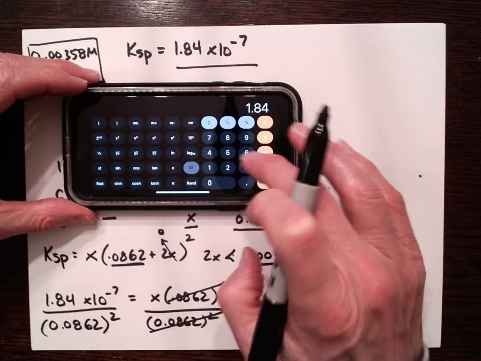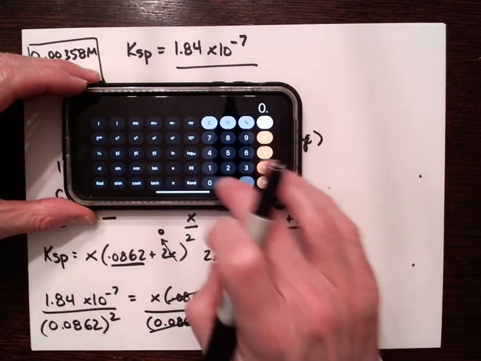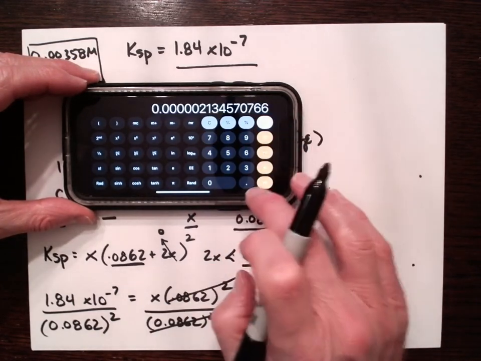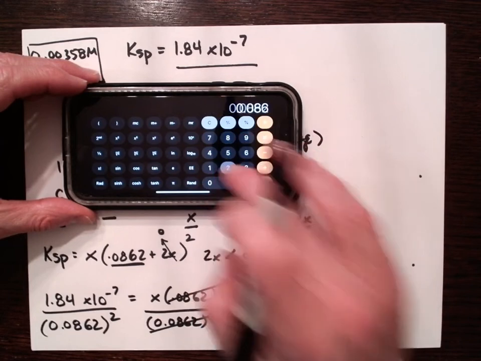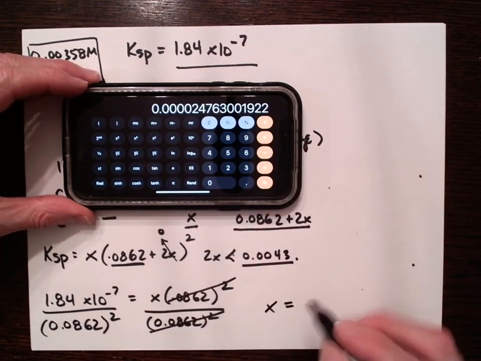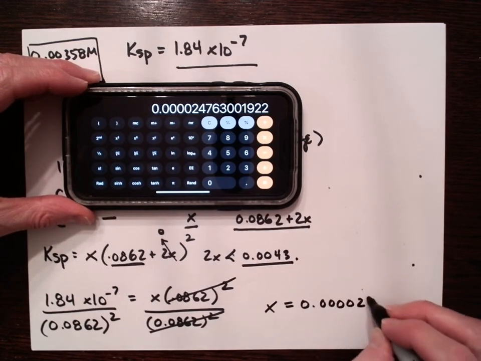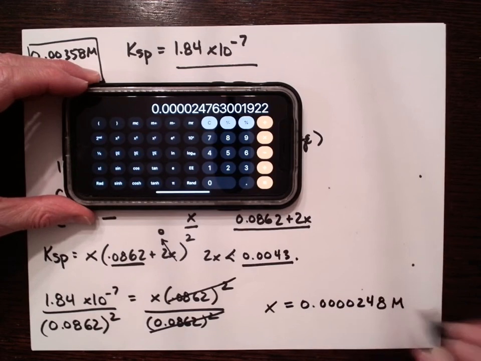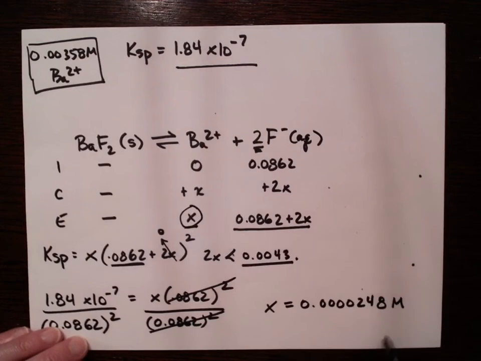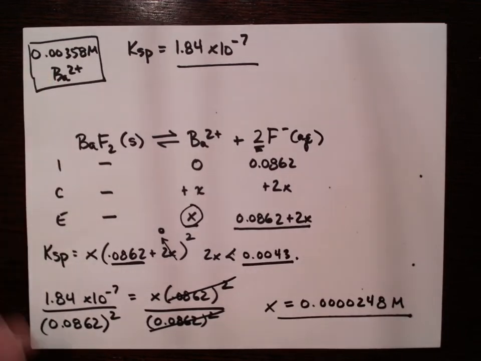1.84 times 10 to the negative 7. We're going to divide that by 0.0862. And we're going to divide that by 0.0862. Oh, that's plenty low. So X comes out to be 0.0000248 molar. So the amount of barium that ends up getting dissolved in this case is much less than in pure water.